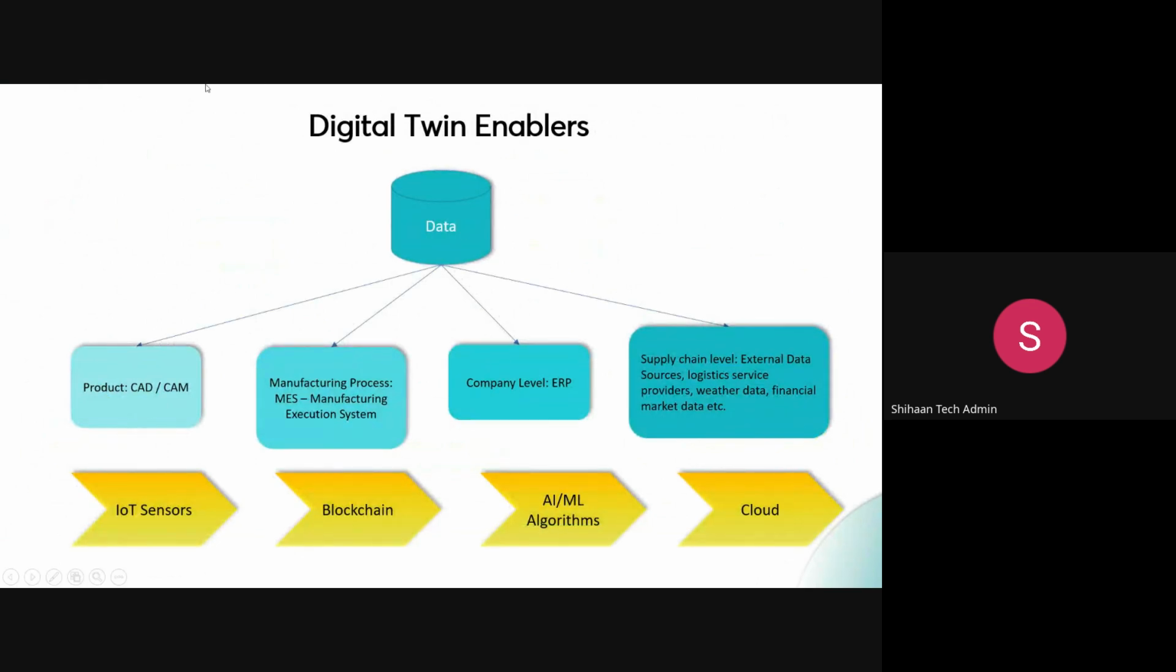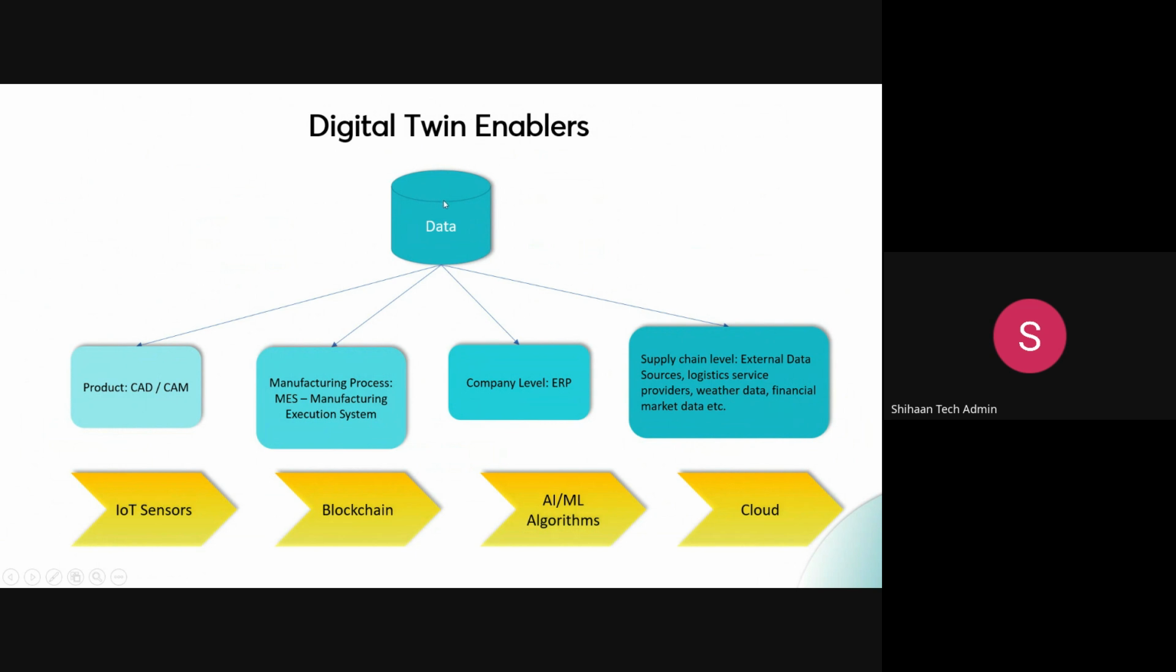So what is a digital twin enabler? As we have seen in our last session, we mainly talked about the flow of data, flow of product, which is definitely moving, and the flow of money. Of course, money is involved. Now the first enabler is data.